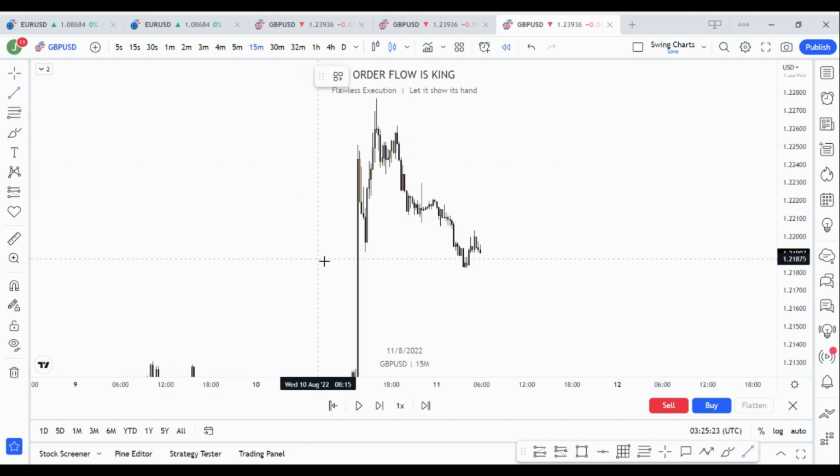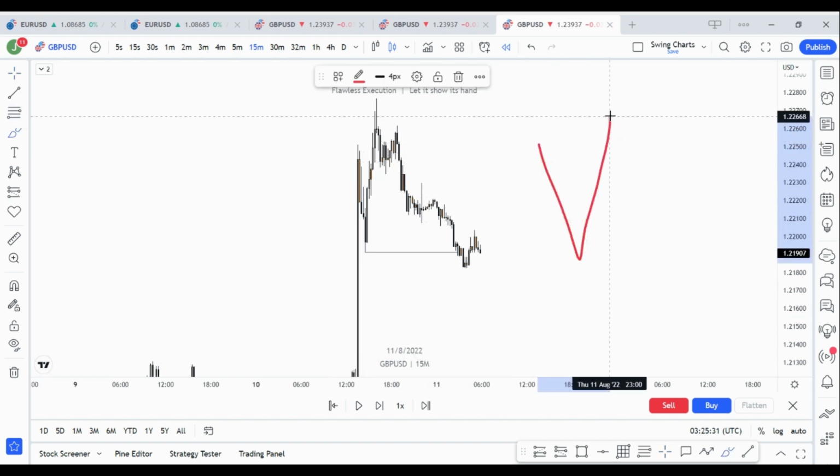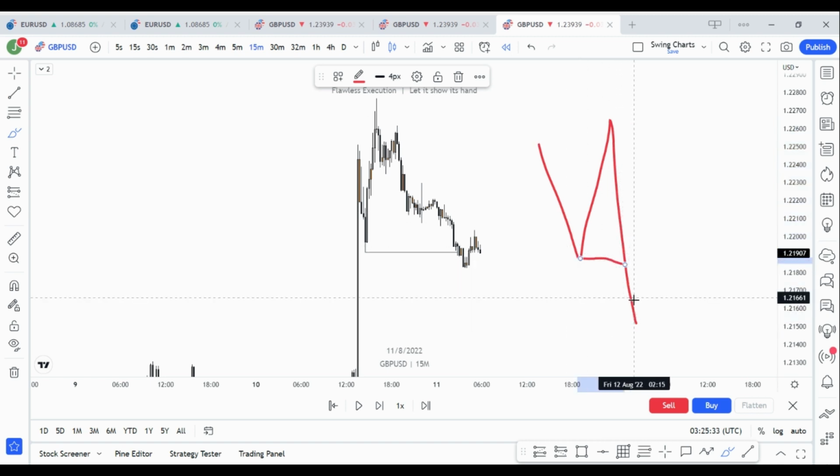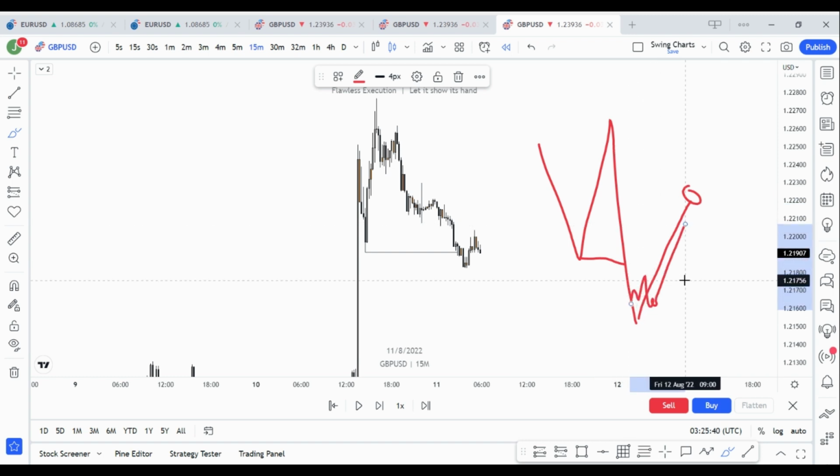So as you can see here, if I just draw this on, this is our shift in order flow. And then, of course, whenever we take out a high or low in the market, what do we get? We get a pullback. How does that pullback start? This pullback starts via a shift in order flow.